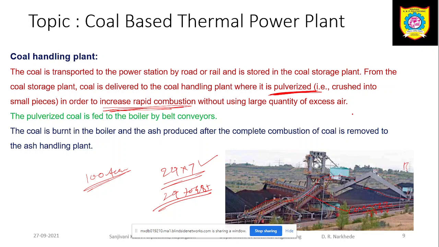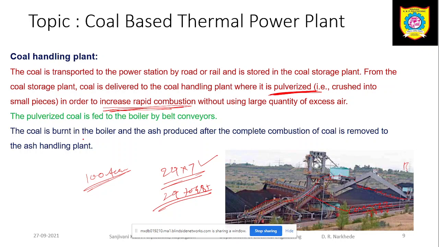So now how are you going to put that coal into the boiler? This pulverized coal is fed to the boiler by means of belt conveyor. Here you can see over here, okay, so these are the belt conveyors. After pulverization, the small pieces of coal are going to be sent to the boiler. So the pulverized coal is fed to the boiler by belt conveyor.